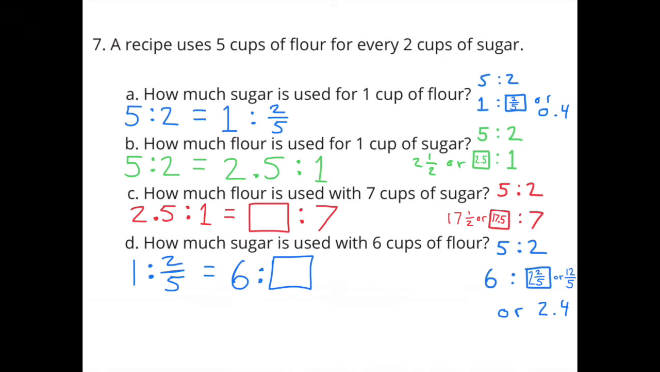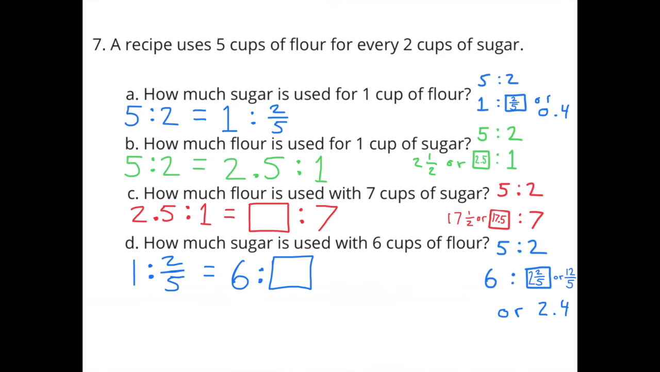C. How much flour is used with 7 cups of sugar? So a 5 to 2 ratio is the same as 2.5 cups to 1, which is equal to 17.5 cups to 7. So for every 7 cups of sugar, you'd be using 17.5 cups of flour.